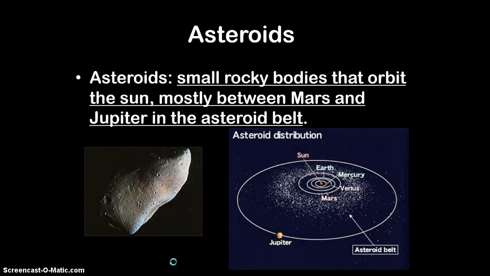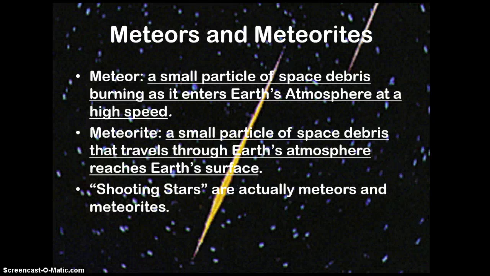If you've seen the movie with Bruce Willis and Ben Affleck, Armageddon, what they are trying to prevent from hitting Earth is a giant asteroid, which is a giant hunk of rock.